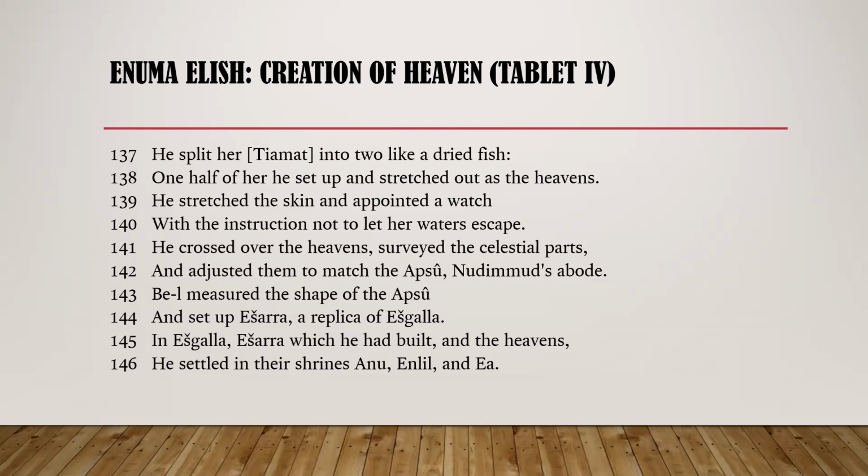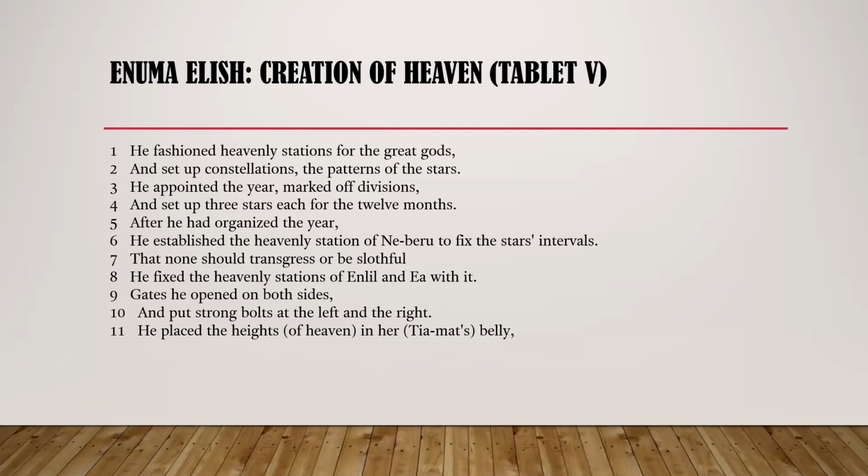Bel measured the shape of the Apsu and set up Esharra, a replica of Esagila. In Esagila, Esharra, which he had built, and the heavens, he settled in the shrines Anu, Enlil and Ea. So do you see what Marduk is doing? Everybody is assigned some role in the universe. He fashioned heavenly stations for the great gods and set up constellations, the patterns of the stars.